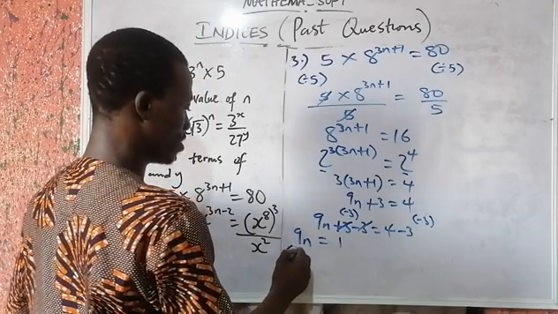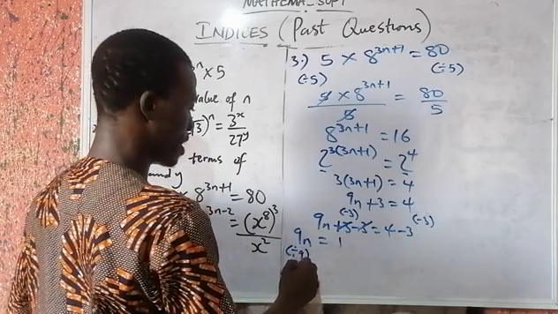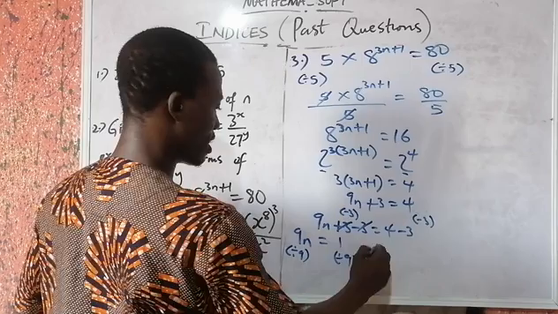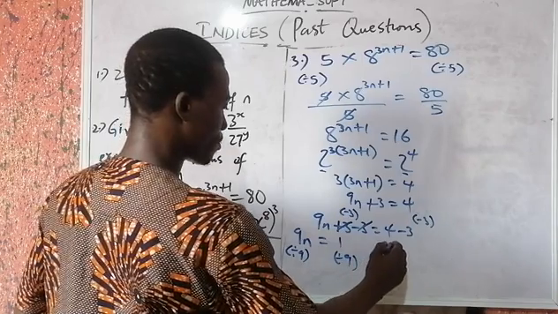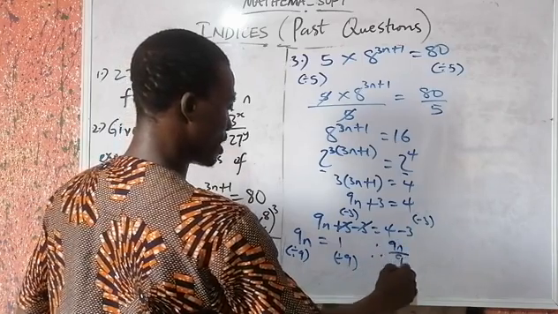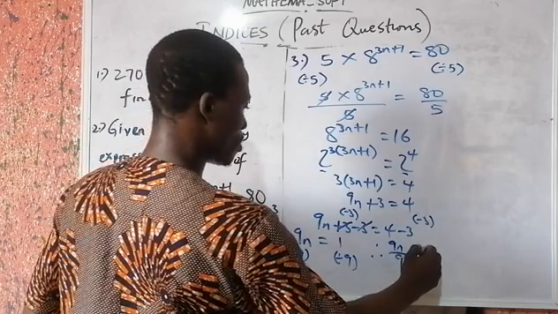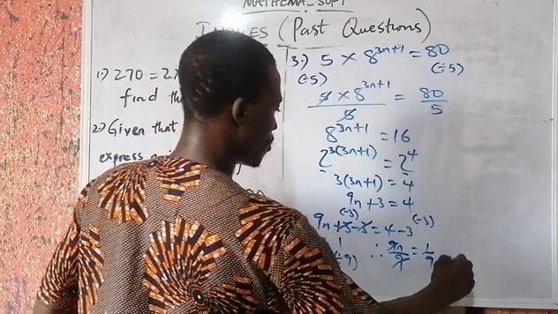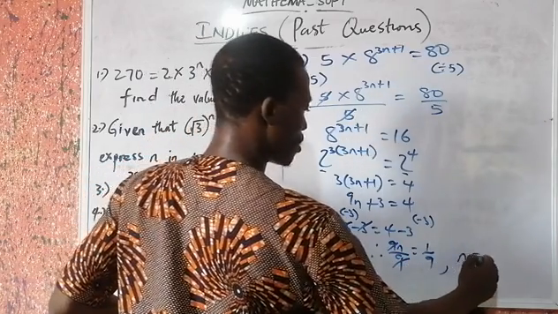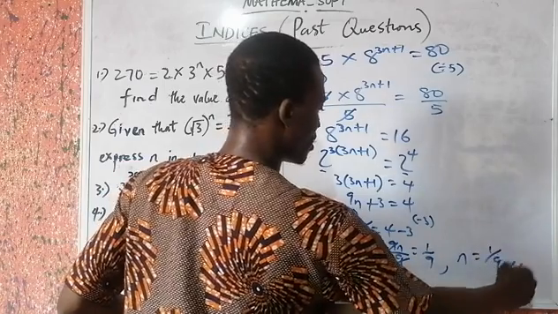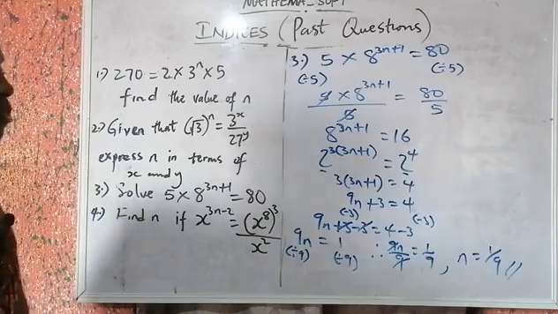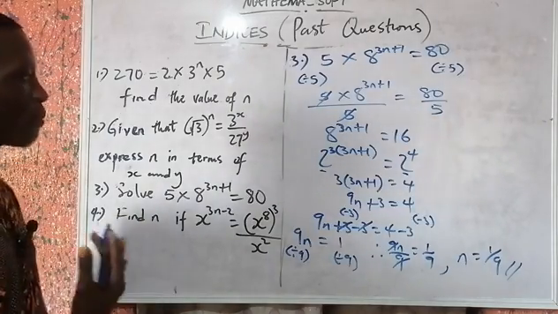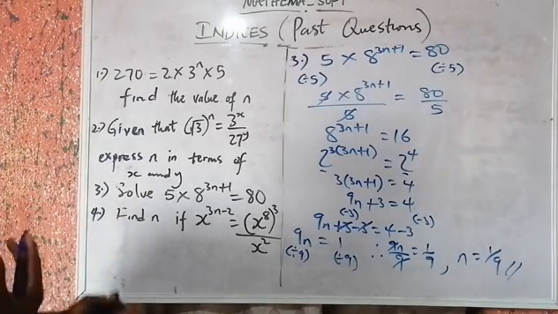So the next thing is what? Divide both sides by 9. So our answer will be 9n divided by 9 equals 1 over 9. 9 cancels 9. Therefore, n equals 1 over 9. I hope you can see that. So you take it step by step, applying the laws of indices.